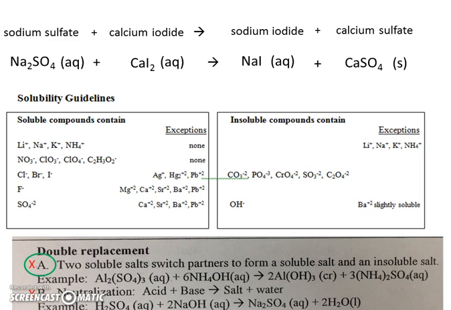And of course, the last thing we'll want to do is balance this equation. We have two sodiums on the left, so we need to make two sodiums on the right. That made two iodines on the right. We already have two iodines on the left. We have one calcium on the left, one calcium on the right, one sulfate on the right, and one sulfate on the left. So this reaction is complete.